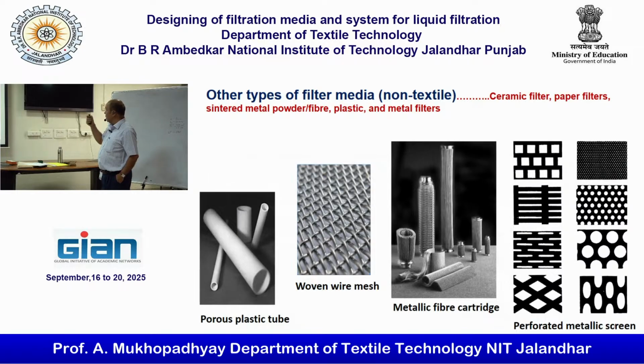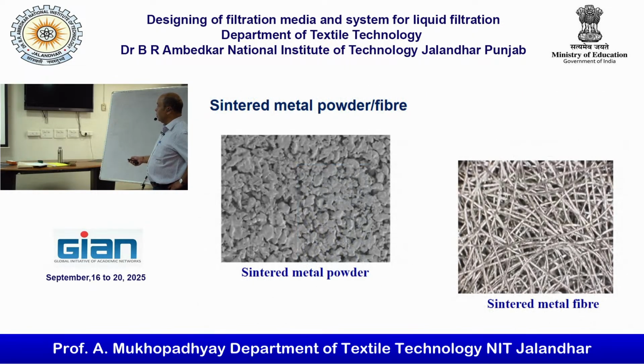Now you can see, other than textile, you can have the metallic filter also. Several types of metallic filter you can see: metallic or non-metallic, ceramic filter, paper filter, sintered metal powder or fiber, plastic, metal filter. On this side it is metal screen, metallic filter cartridge, oven filter mesh, wire mesh, porous plastic tubes. So apart from textile you can use other, non-textile materials also. Sintered metal powder or fiber also has filtration capability.